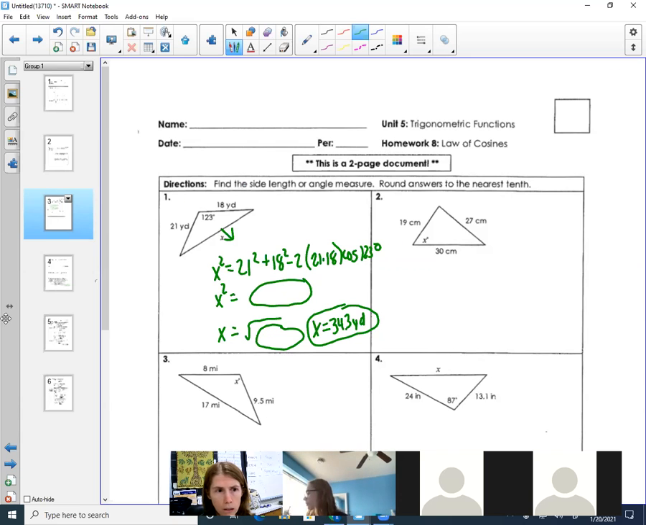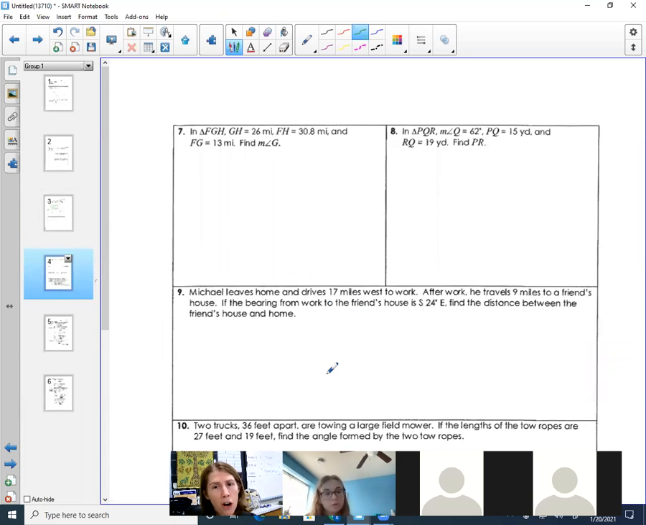Number 9. Oh, this was a hard one too. Okay. All right, the biggest thing is the triangle, so I'm going to go ahead and show on the triangle here. It says we have home, we have work, and we have the friend's house. I'm going to do F for friends. So I made him go west. It says Michael leaves his home and drives 17 miles west to work. Then he travels 9 miles to a friend's house.